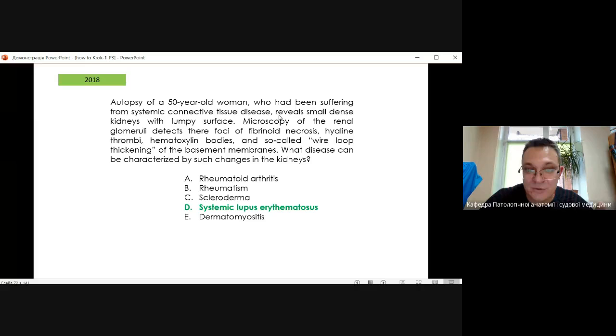Question about systemic lupus erythematosus is quite frequent. We already passed approximately 2 or 3 questions like that in each year. In 2018 it was 2. Systemic lupus erythematosus here is associated with the wire loop thickening of the glomerular loops. So that's the connection. That's also the gender, the female, and for sure that's about the systemic connective tissue.